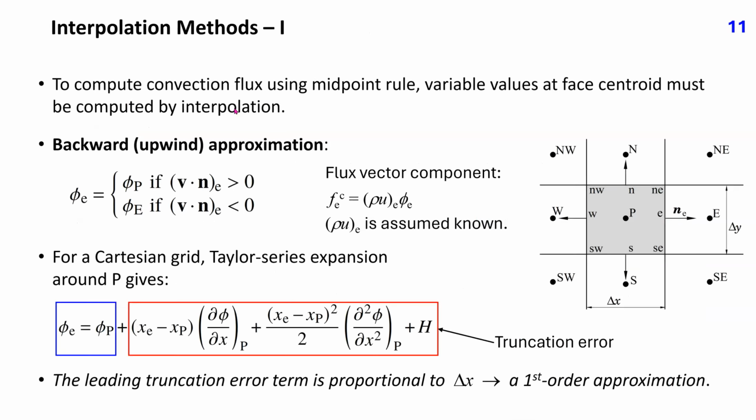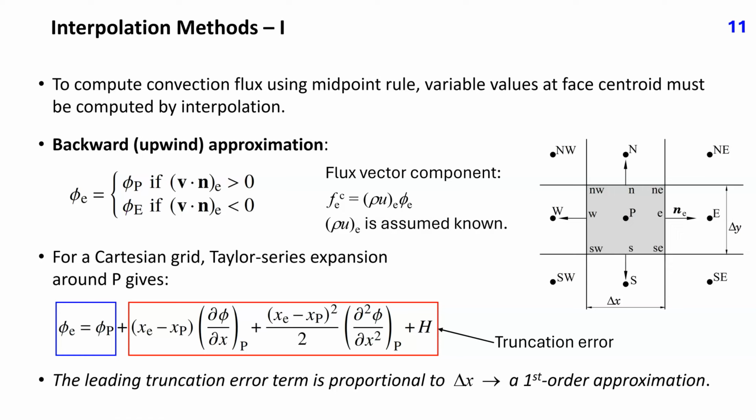We now turn attention to the second level of approximation, interpolation. To compute convection flux using midpoint rule, we need variable value phi e at the face center. The simplest approximation is to assume that this value is equal to the value at the cell center on the upstream side of the face, that is phi P if fluid flows out of cell across face E or phi E otherwise. This is called simply upwind or backward approximation.